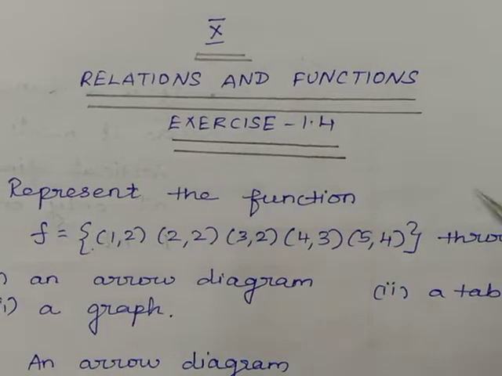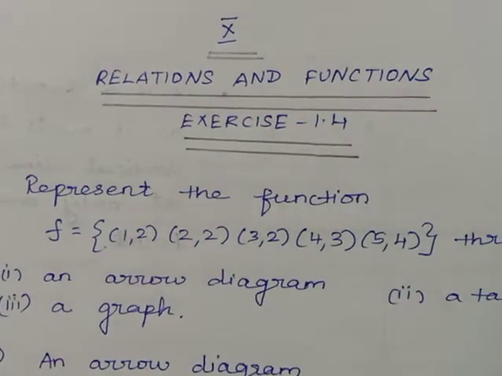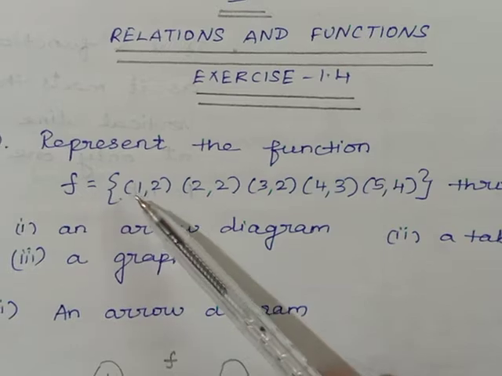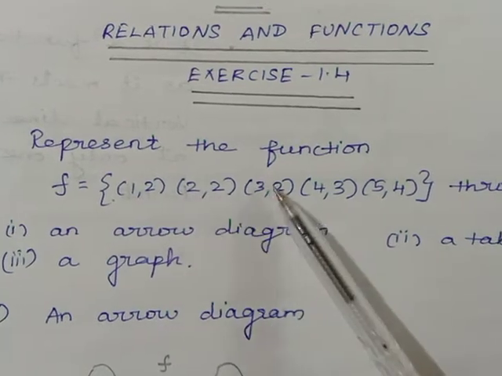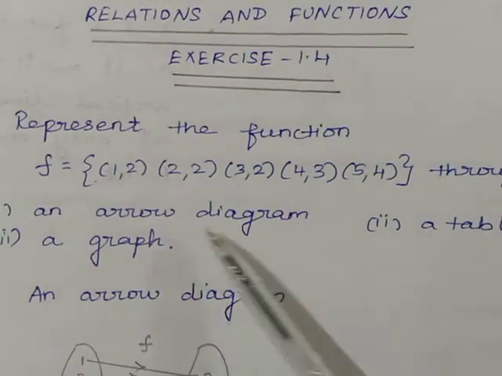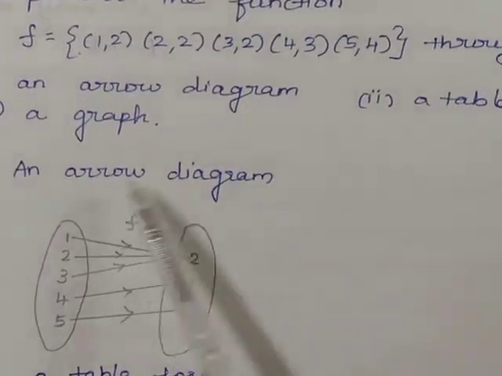Today we are going to learn 10th standard relations and functions, exercise 1.4. Third sum: represent the function f = {(1,2), (2,2), (3,2), (4,3), (5,4)} through an arrow diagram, a table form and a graph. First we'll write an arrow diagram.